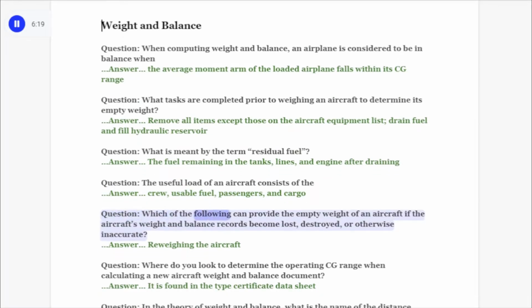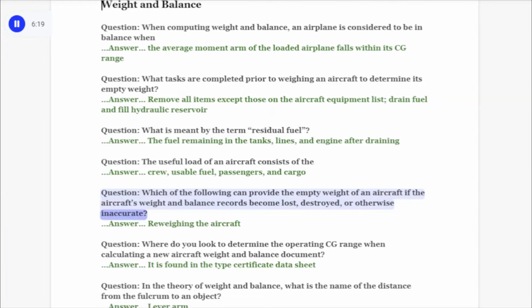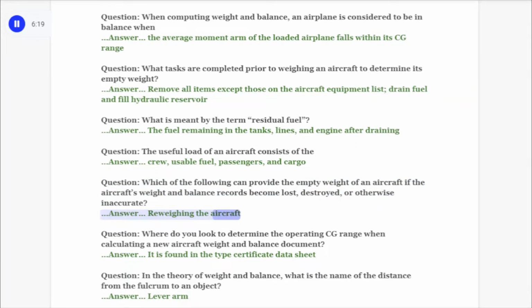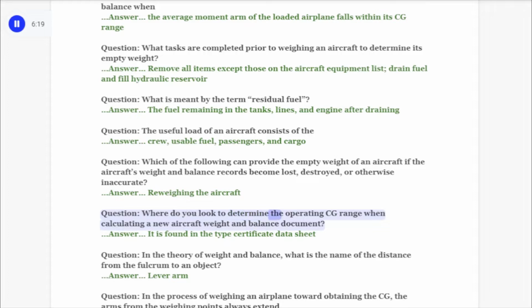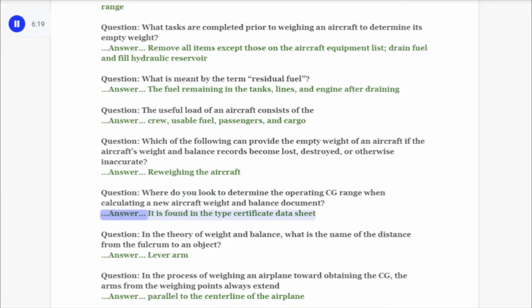Question. Which of the following can provide the empty weight of an aircraft if the aircraft's weight and balance records become lost, destroyed, or otherwise inaccurate? Answer. Reweighing the aircraft. Question. Where do you look to determine the operating CG range when calculating a new aircraft weight and balance document? Answer. It is found in the type certificate data sheet.